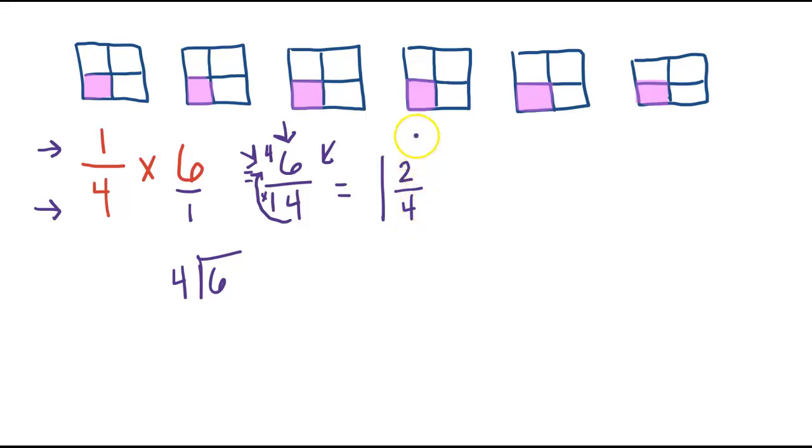Now, you can leave it like this because our standard does not talk about reducing or simplifying. So this is correct, but if you wanted to go a step further, you could reduce this by dividing the fraction by 2. And when I do that, I get 1 and 1/2.